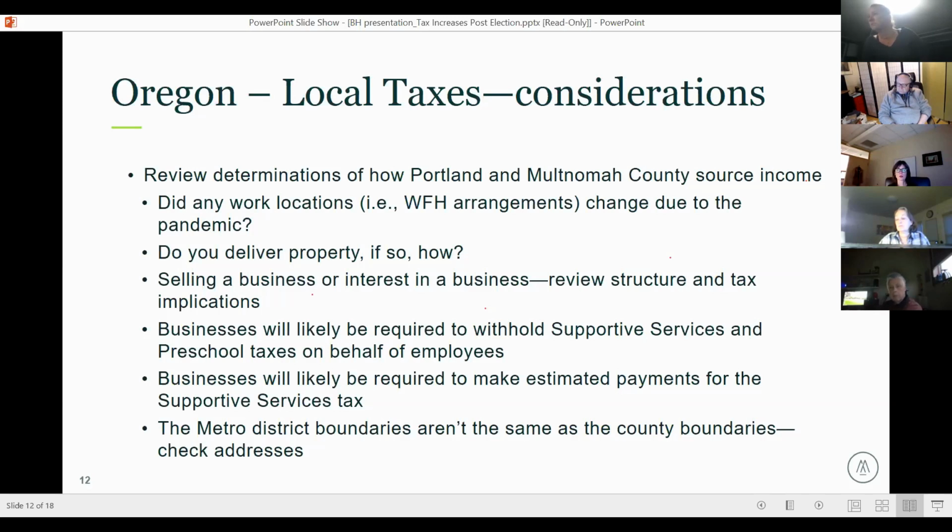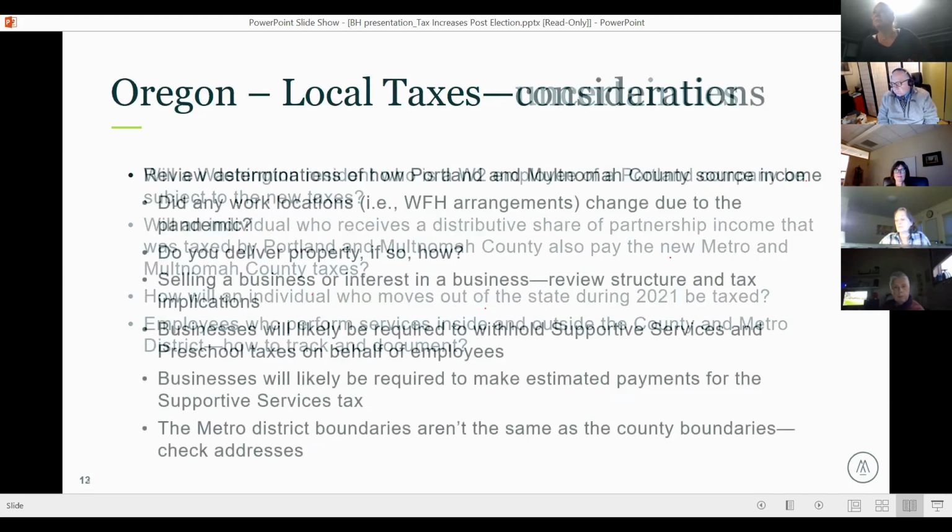The final bullet here: Metro district boundaries are not the same as the county boundaries. So you may have a property or location that's well within the county boundary, especially for Clackamas County, though large parts of it are not in the Metro boundary. So check your addresses. The Metro website, I believe, has an interactive tool that will allow you to put in an address and it will tell you what district you're in. So that could be helpful.